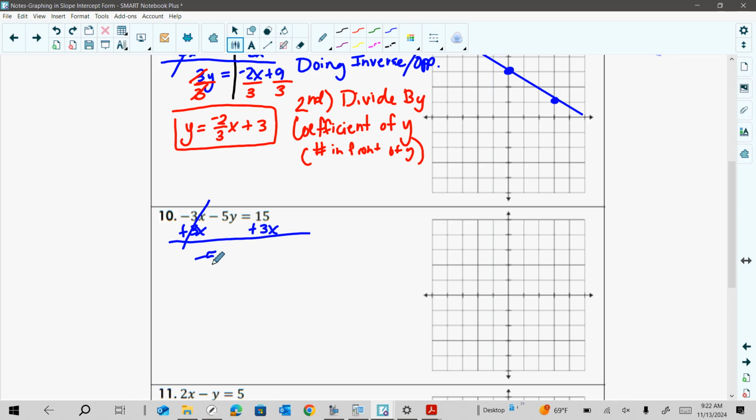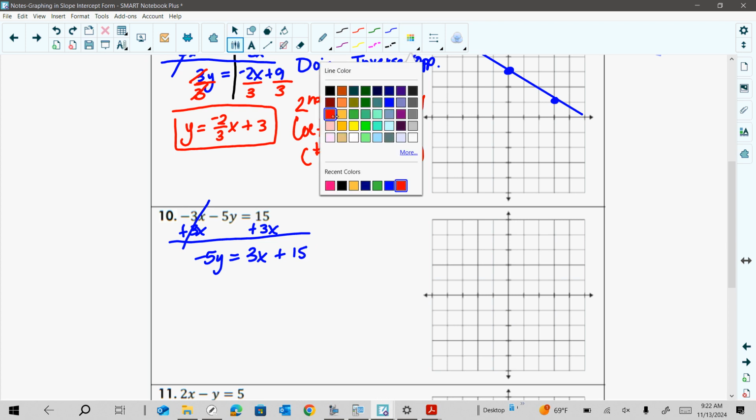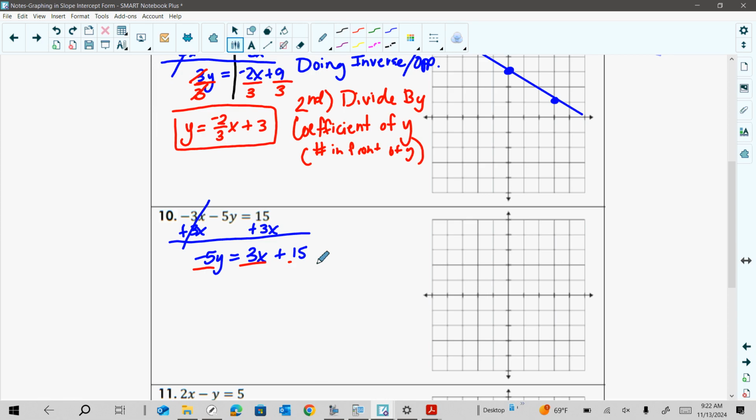And then you're gonna divide the negative 5y, I mean 5y, divided by the negative 5. Yeah, the negative 5. And then you're going to divide 15 and 3x by negative 5. So when we rewrite it, make sure we put our x's first. Okay. So this is y equals negative 3 over 5x minus 3.